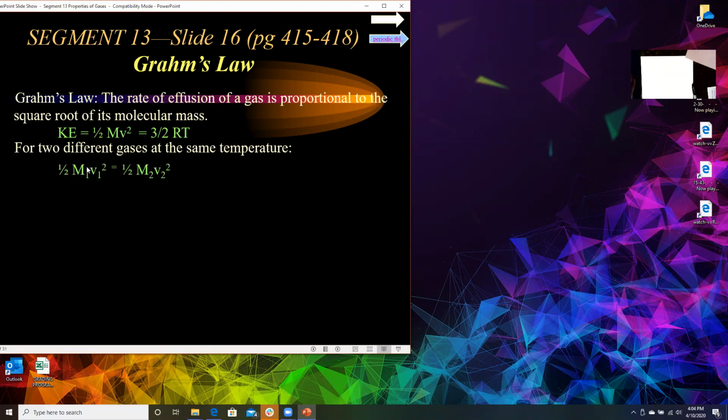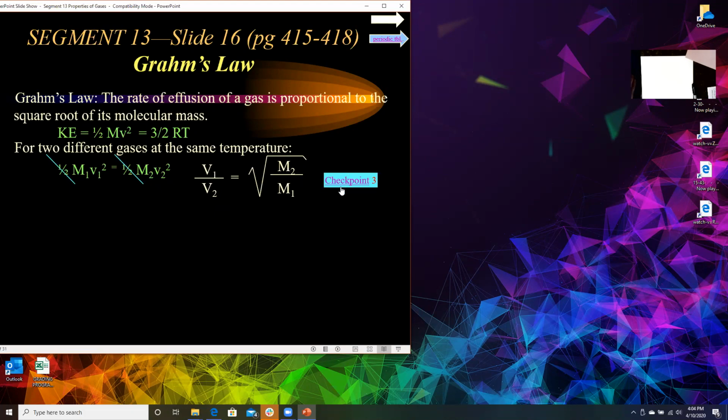So if you put two different gases together at the same temperature, then this is the relationship I can have. The 1/2s will cancel out. So the mass of one gas times the velocity of that gas squared would equal the mass of the other gas times the velocity of that other gas squared. Or you could write it this way, which is the expression of Graham's law: the velocity of gas 1 over the velocity of gas 2 is the square root of the molecular weight of gas 2 over the molecular weight of gas 1.